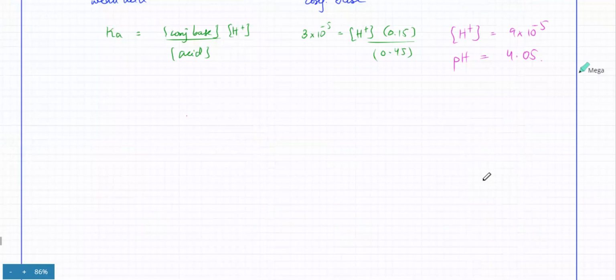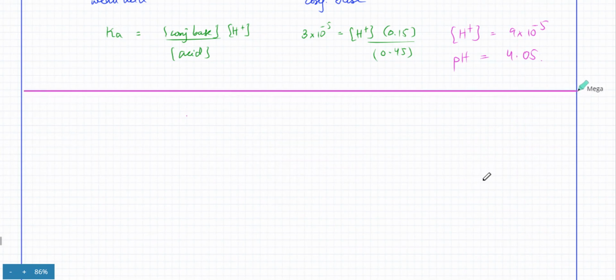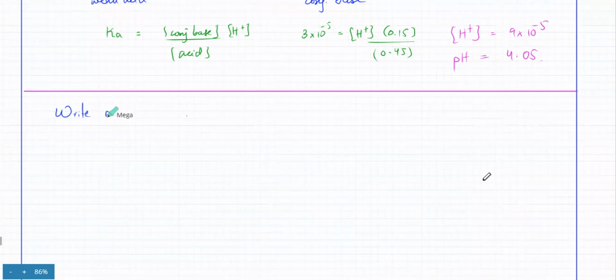So yeah, this is one type of question. Then you have questions where you might be asked to write equations. So you'll be asked to write equations for buffer.